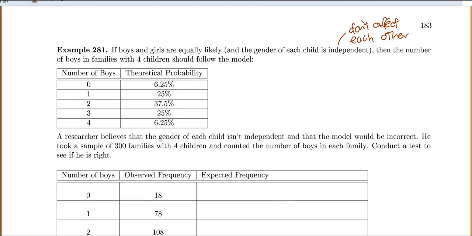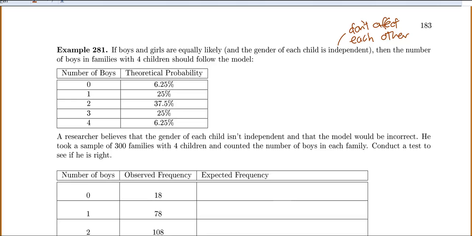So the number of families with 0 boys should be about 6.25% of people. And the number of families with 1 boy should be about 25% of all people. 2 boys about 37%, etc. And so these are our theoretical probabilities, or our theoretical percentages.